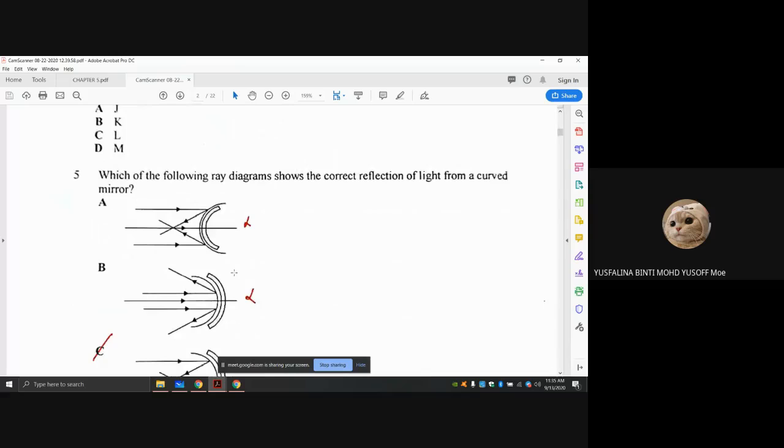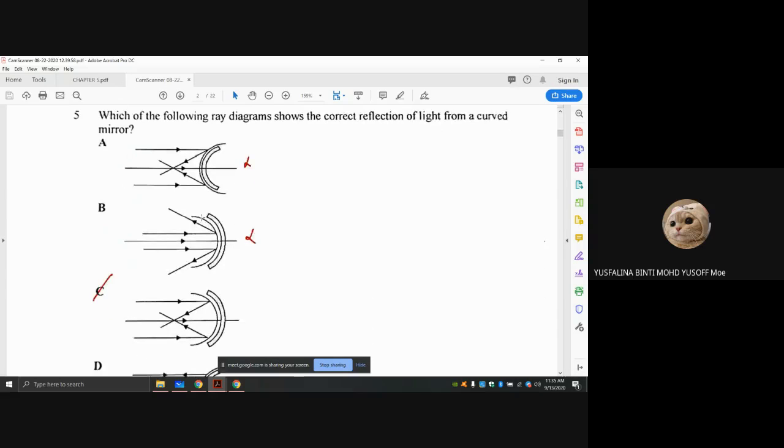Which of the following ray diagrams shows the correct reflection of light from a curved mirror? So this is a convex mirror. I told you convex is diverging, so this is wrong. This one is converged, the rays converge to one point. So A is wrong. And this is the concave mirror.